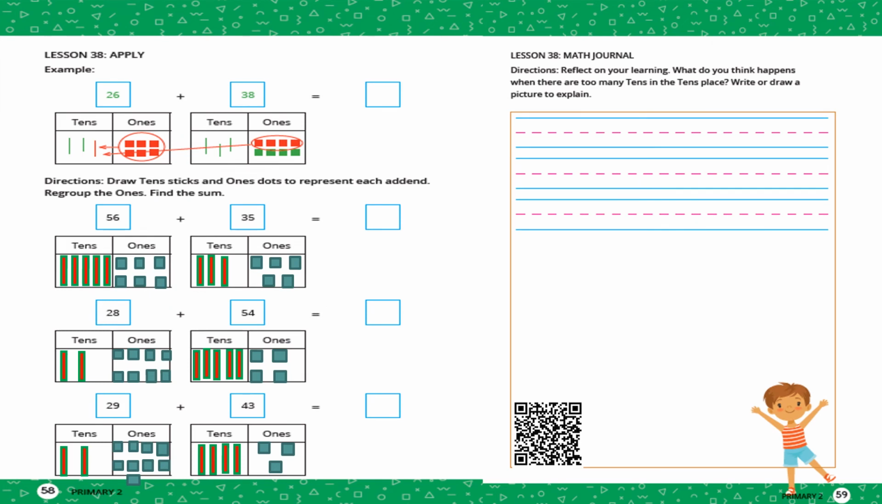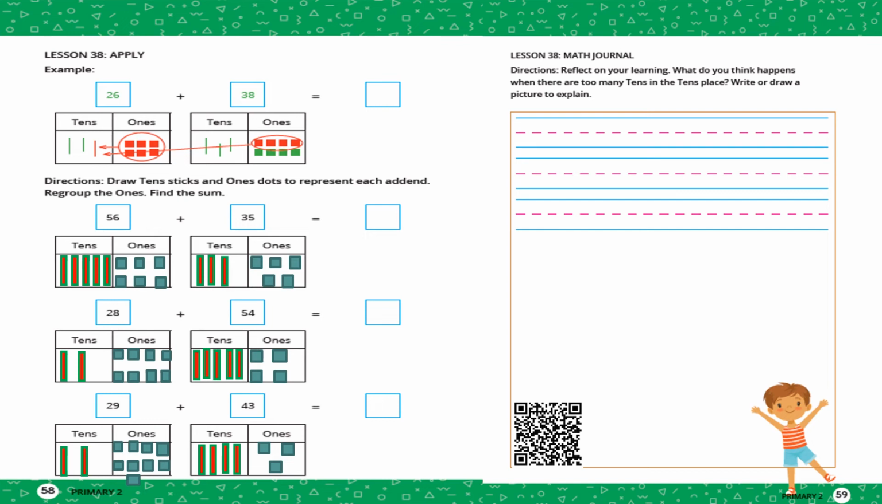Let's move to lesson 38. First example, 26 plus 38. How many sticks do we have in 26? Yes, 2 sticks. How many small squares? 6 small squares. How many sticks do we have in 38? 3 sticks. How many small squares? 8 small squares. Now let's add 26 plus 38.